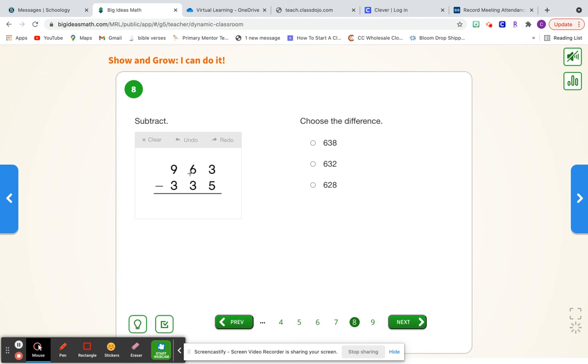Okay, more on the floor. Go next door. Come over here. Change this to a 5. 10 plus 3 is 13. 13 minus 5 is 8. 5 minus 3 is 2. And 9 minus 3 is 6. 628.